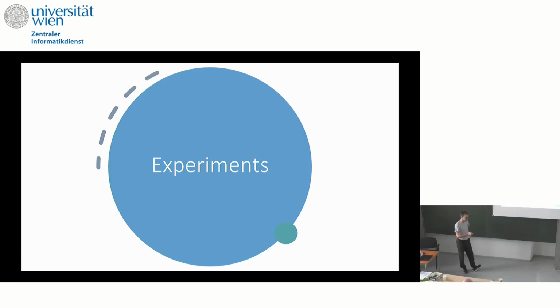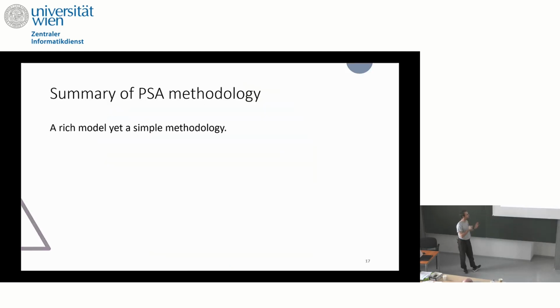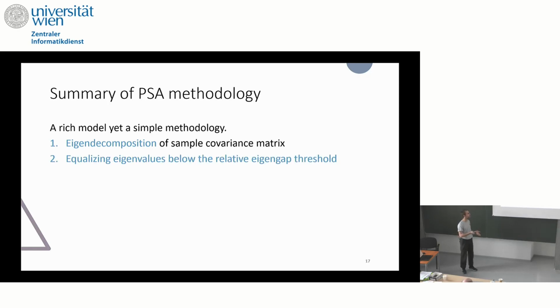Okay. So now is the moment to catch up if you didn't follow the math. Our methodology is very simple. You have a dataset, you do the eigenvalue decomposition of the sample covariance matrix, and then you equalize the eigenvalues that are below the relative eigengap threshold. It's a gross summary, but it's the idea.